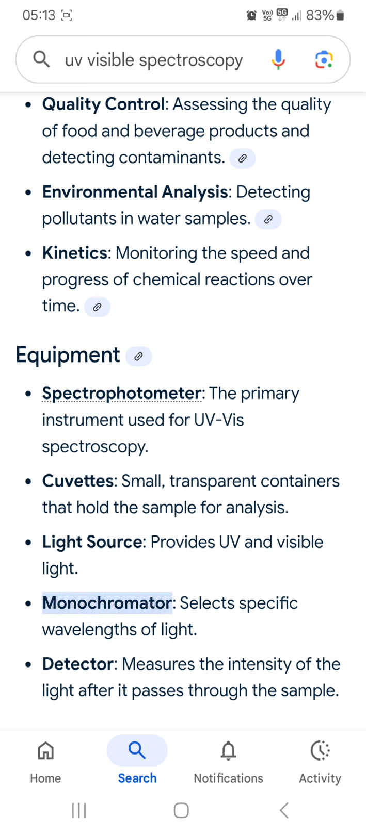4. Monochromator. Selects specific wavelengths of light. And 5. Detector. Measures the intensity of the light after it passes through the sample.